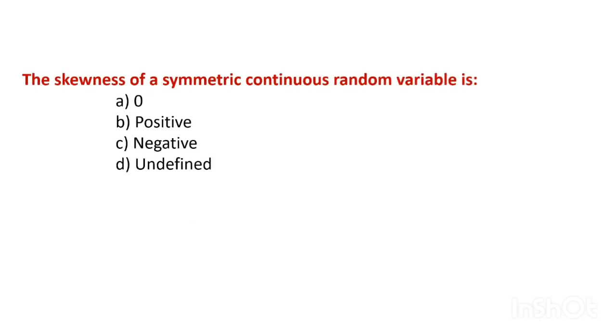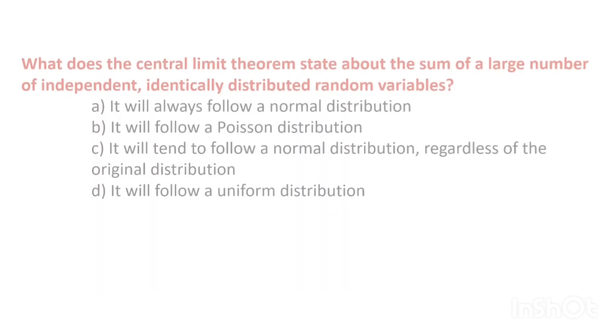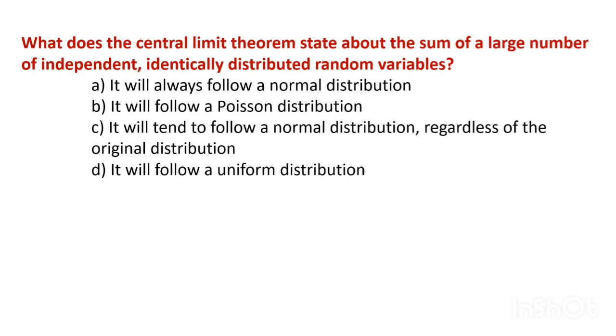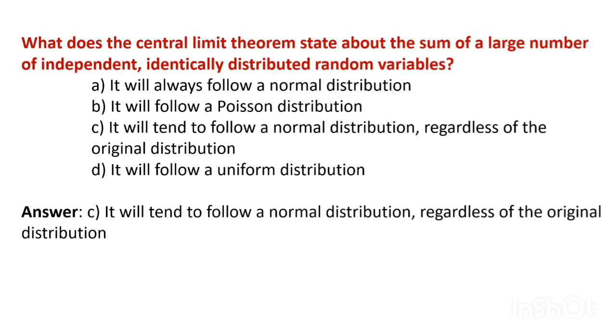What is the skewness of a symmetric continuous random variable? For a symmetric distribution, like the normal distribution, the skewness is 0, meaning the distribution has no skew. Answer is A, it is 0. What does the central limit theorem state about the sum of a large number of independent identically distributed random variables?